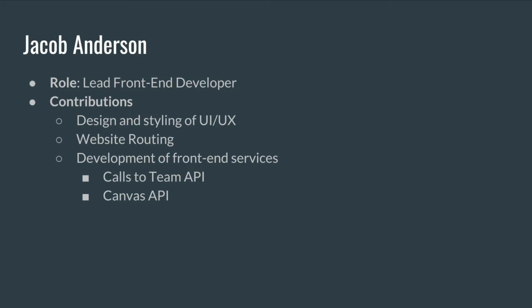So my name's Jacob, and my role was head of the front-end development team. My contributions were design and implementation of styling of the UI and UX, setting up the routing for the website itself, developing front-end services to call to our team API, call to Canvas API, and to build out the actual visual representation of the maps themselves.